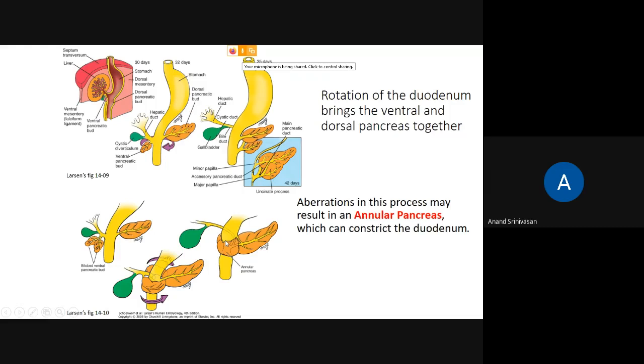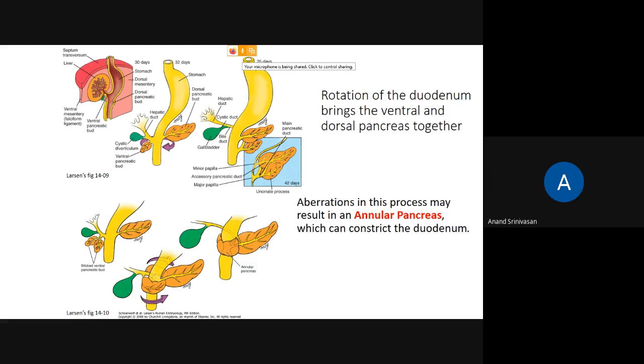So there is a functional duodenal stenosis. The duodenum itself is not stenosed, but there is an external compression of the duodenum because of the pancreas. So this is called annular pancreas. They will also have similar symptoms to duodenal stenosis.